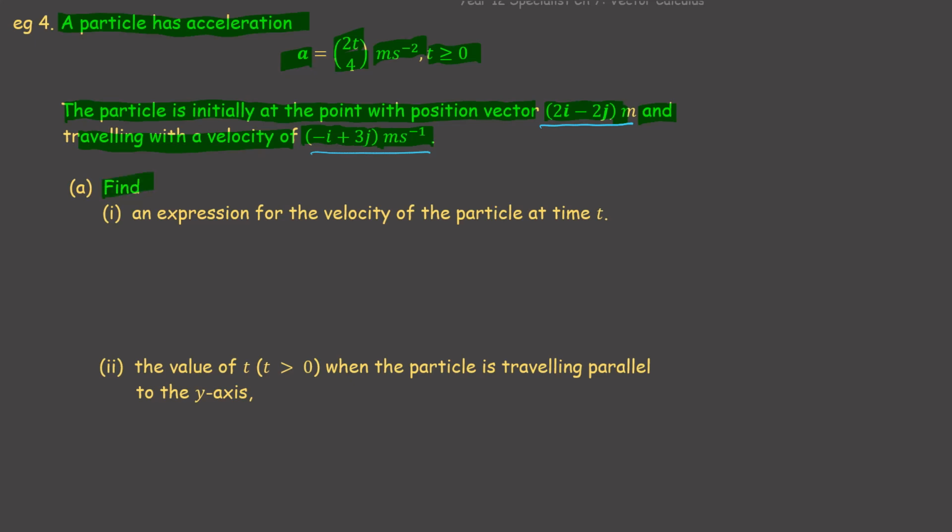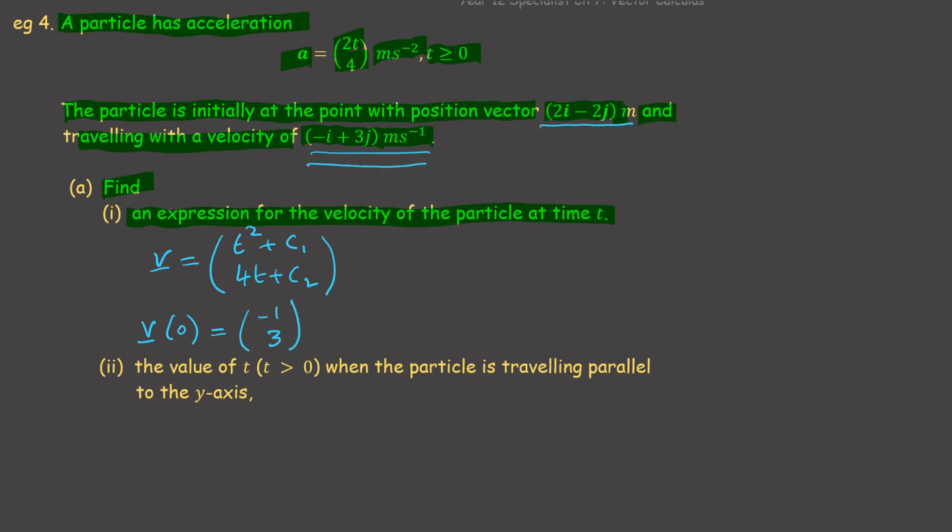We want to find an expression for the velocity of the particle at time t. So we're going to integrate. Integrate 2t, we get t squared plus a constant. Integrate 4, we get 4t plus another constant. And we know that v of 0 is equal to negative 1, 3. That's given to us just here.